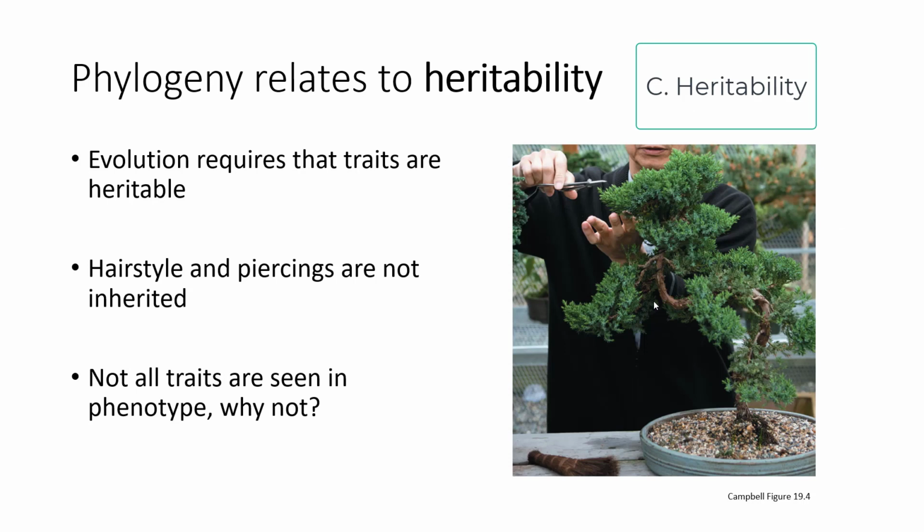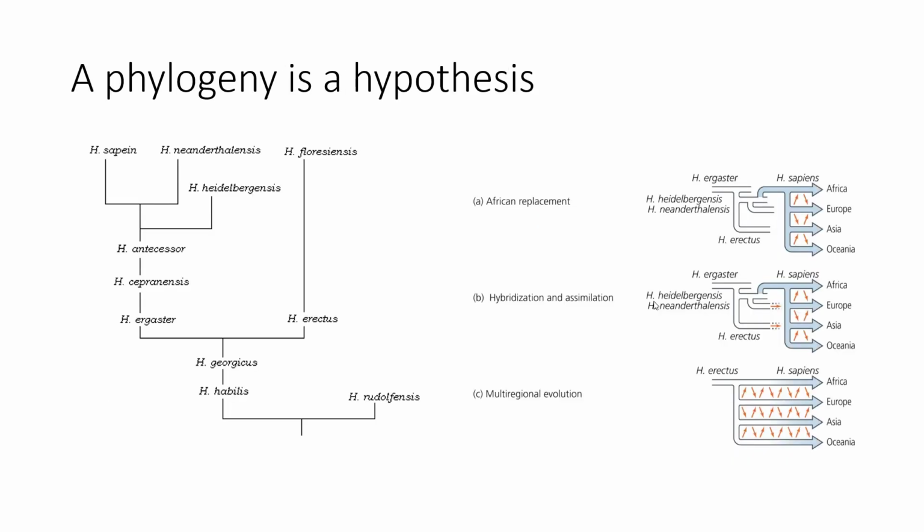Phylogeny also relates to heritability. Evolution, of course, requires that traits are heritable, unlike this bonsai tree where the trait of being short and small is not heritable. So not all traits are going to be seen in the phenotype, and we are going to talk about some genetic traits in class, but you can look those up in your book and on your own.